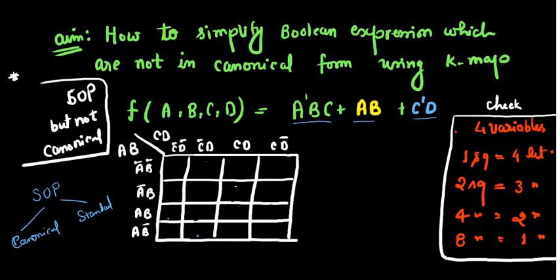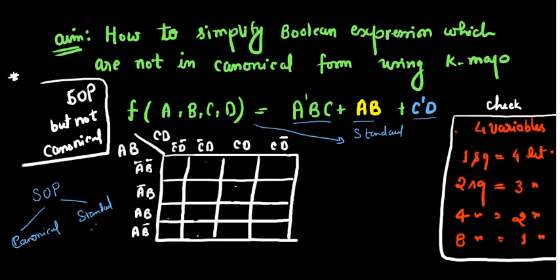So in order to solve such expressions, this is in standard form, not in canonical form. Either you first convert it to canonical form and then you solve it using KMAP. But there is one more way: you can directly fill these, because your aim is to represent this expression using KMAP. How can we represent this expression using KMAP without going through the procedure of converting it to canonical form, then filling the ones, and then simplifying?